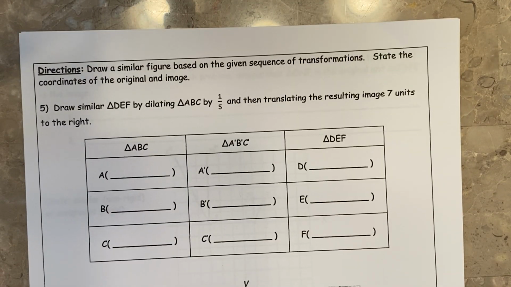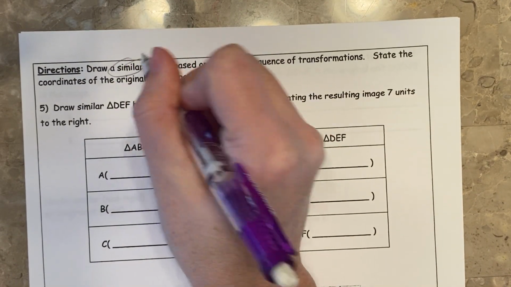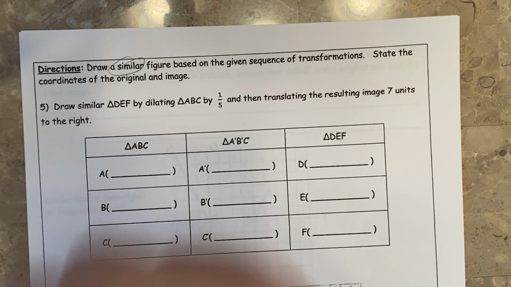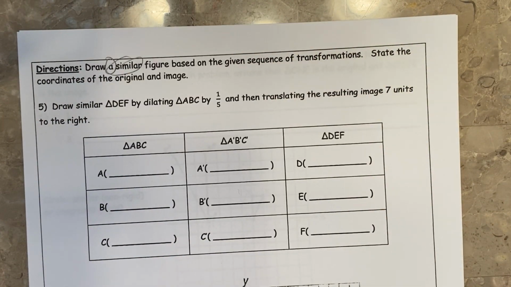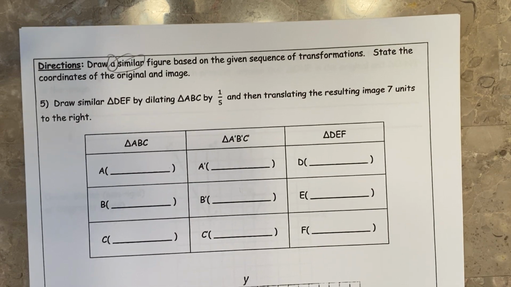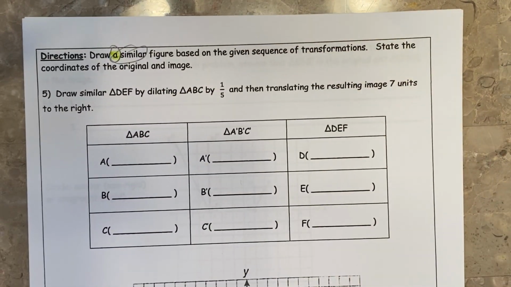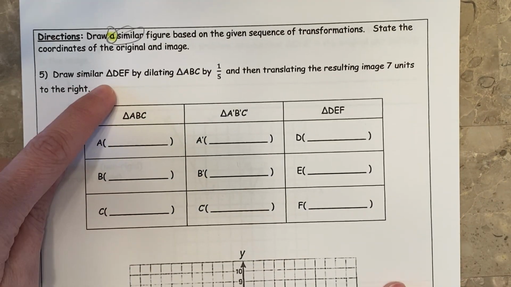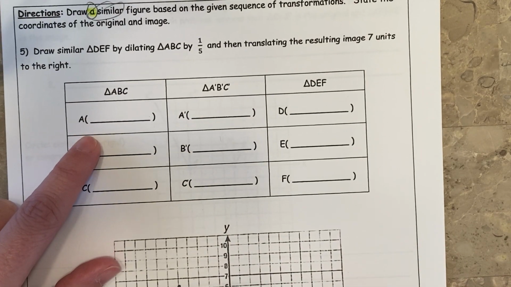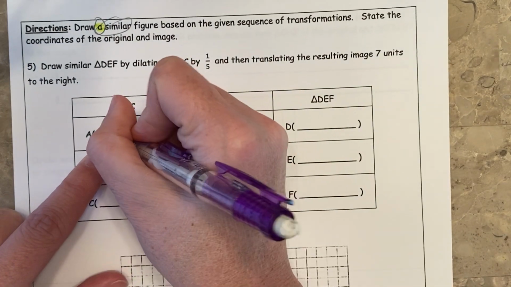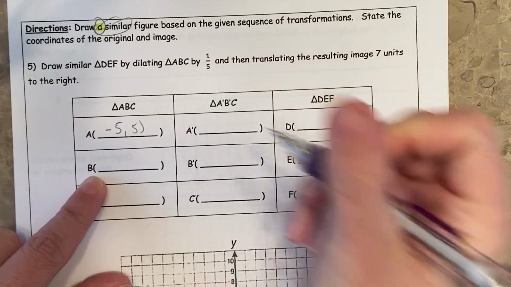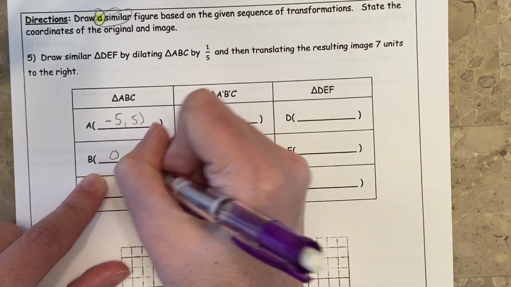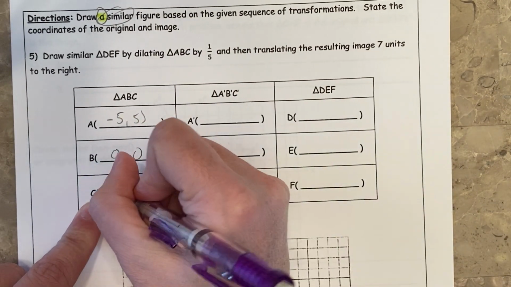Draw a similar figure. So we already know it's going to be different size. And it does say a similar figure. Based on the given sequences of transformations, state the coordinates of the original and image. Original and image. And we're only drawing one. All right, let's see what this is. So draw a triangle. Well, let's start with this. This might be the easiest. So point A is -5, 5. B is 0, 0. And C is -10, 0.